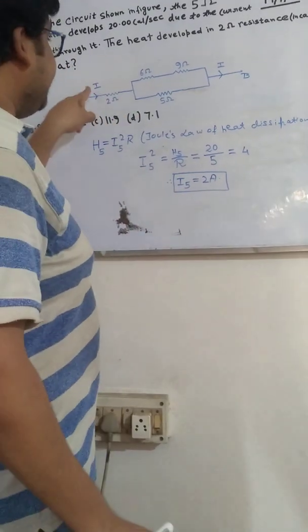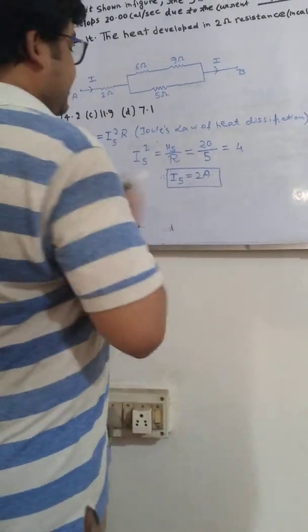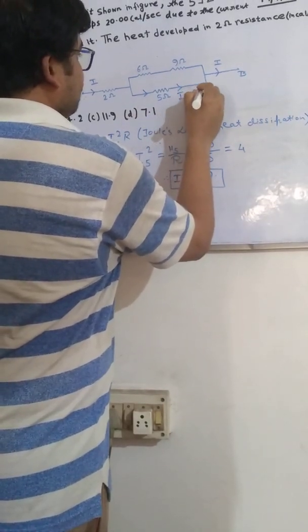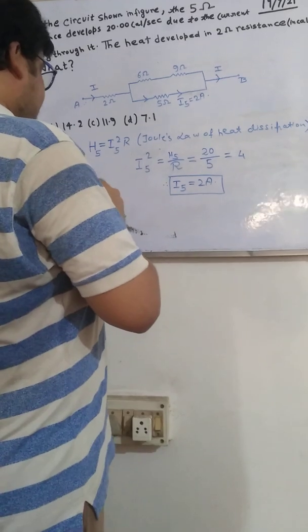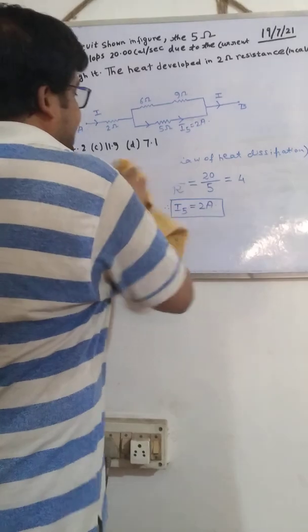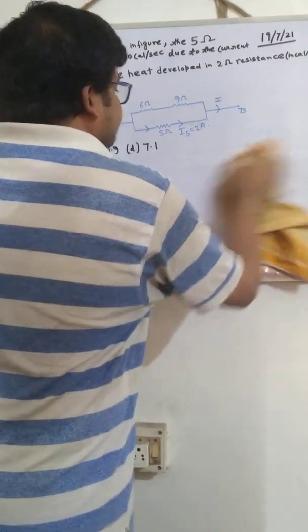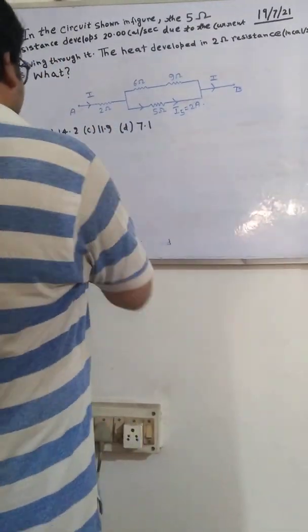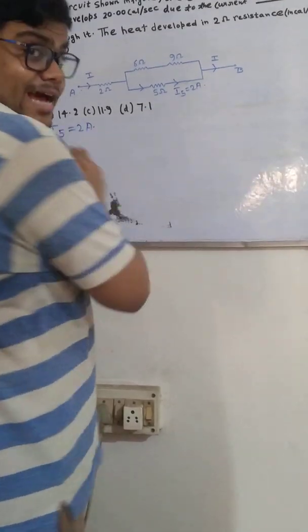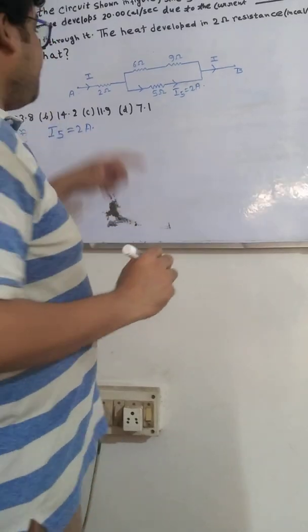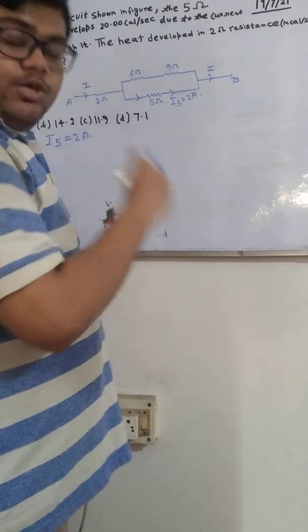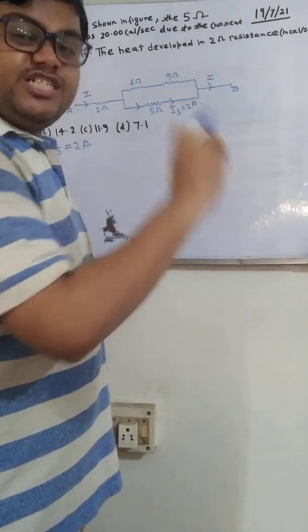Now we will calculate this current, that is I. This is I5, which is 2 ampere. So we have I5 to be around 2 ampere. Now our job is to calculate this main current. To calculate it, we will use the current division rule.